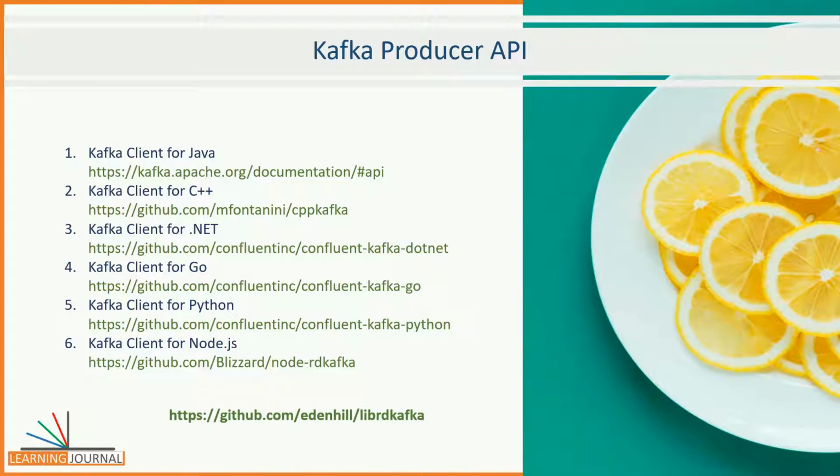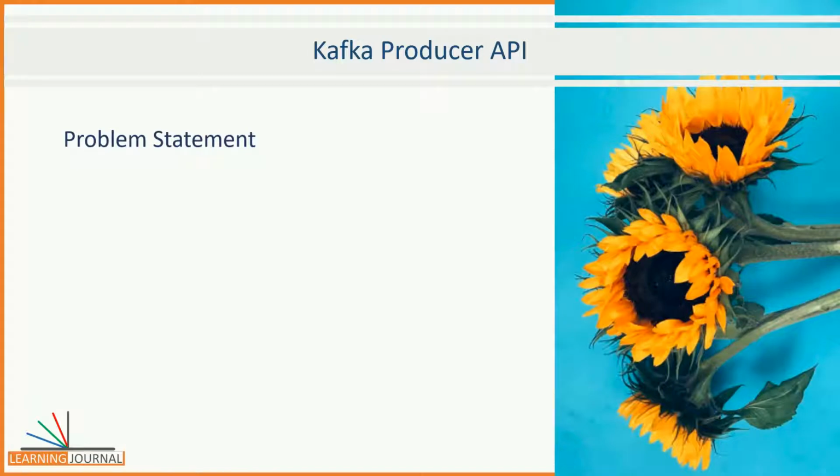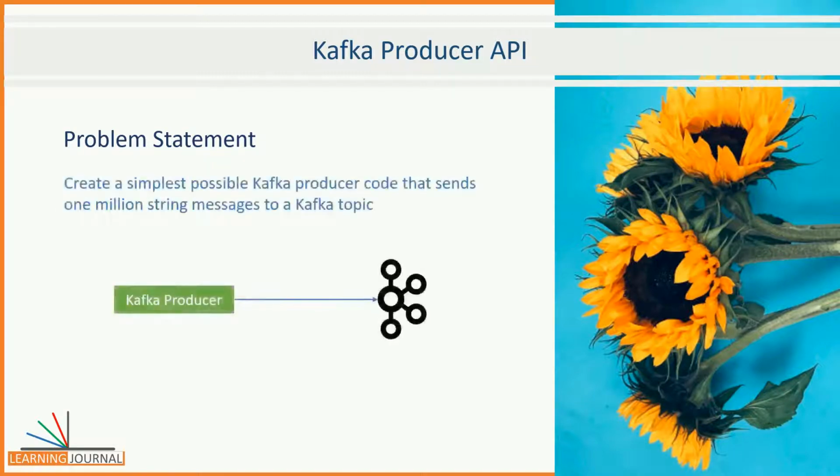Great! With that preface, let's start creating some example to understand the mechanics of sending events to Apache Kafka. To help you build the concept more clearly, I want to take a problem solution approach. In this approach, I'll describe a problem first. Then we'll go ahead and see how we can build and implement a solution for the given problem. Here is my first problem. We want to create a simplest possible Kafka producer code that sends 1 million string messages to a Kafka topic. Simple, isn't it? How would you go about it?